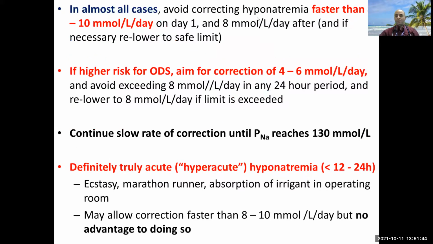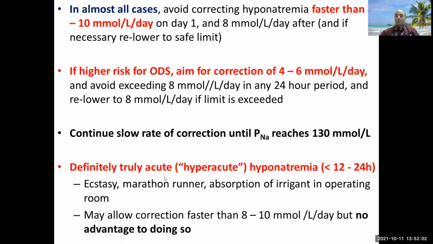In almost all cases, avoid correcting hyponatremia faster than 8 to 10 millimole maximum per day. If high risk for osmotic demyelination, 6 millimole per day is okay. Continue a slow rate of correction until serum sodium reaches 130.